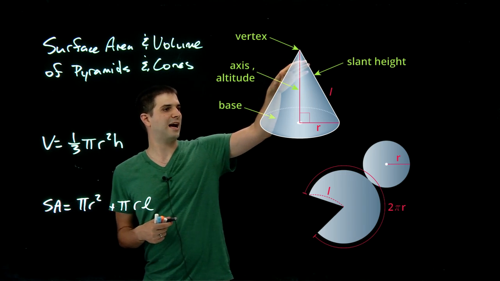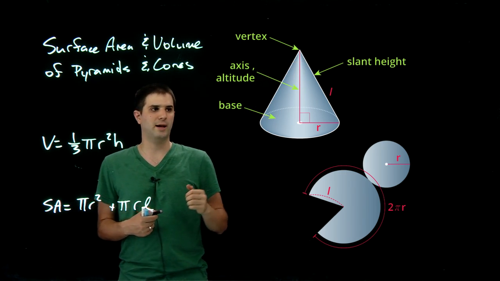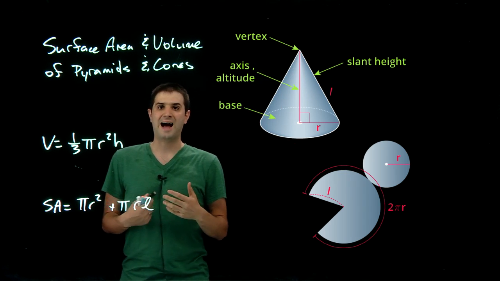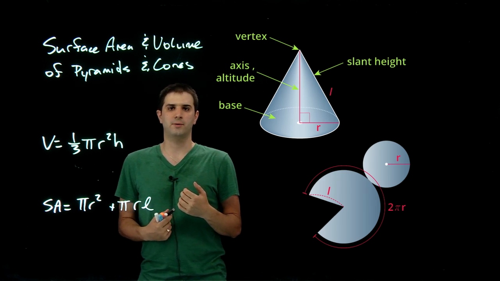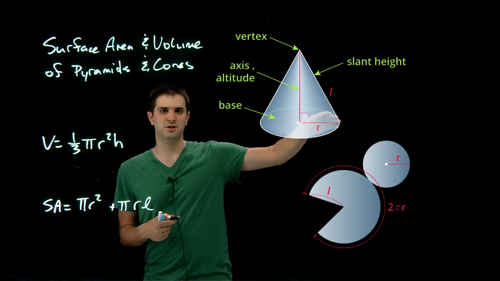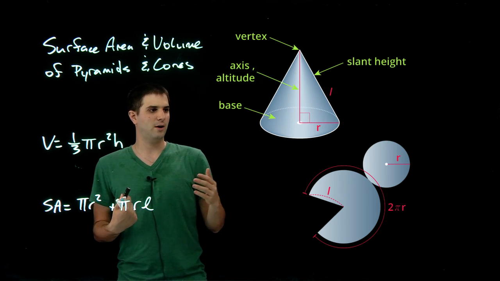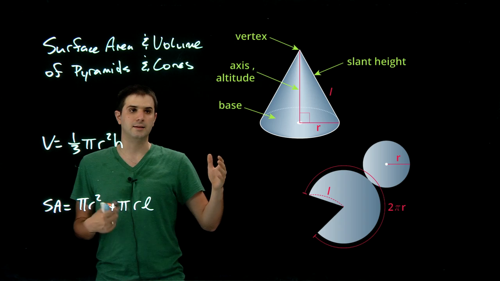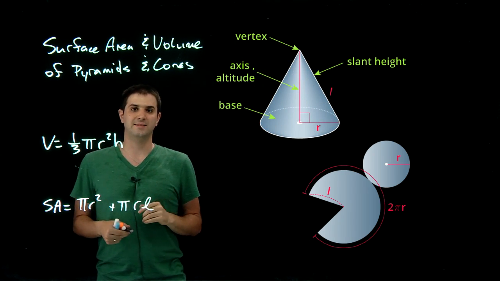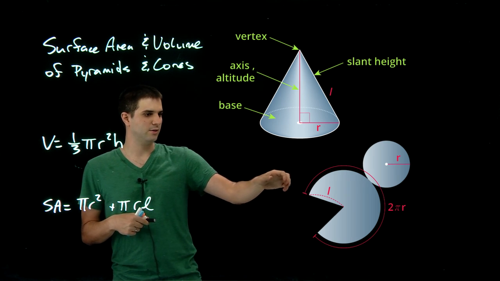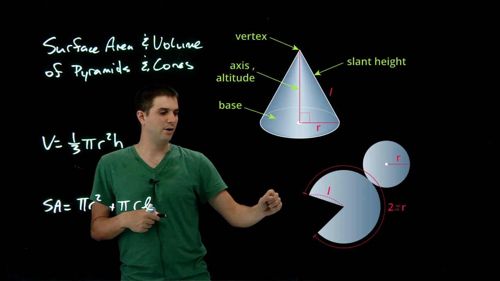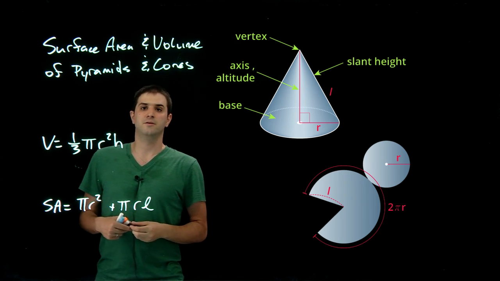Up top here, we have the vertex. From the vertex, at a 90-degree angle, comes down the height or the altitude. We can sometimes also call that the axis. And then here is the base. Over here is L, the slant height, and when we smash that down, what it looks like is given here. So this part is 2 pi, here is L, and then of course we have the radius for the base.